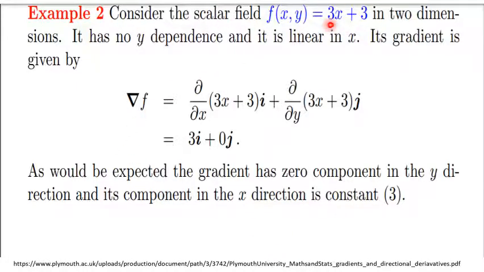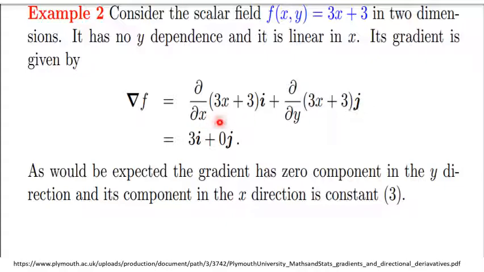This is the gradient of this scalar function. But what is given here is that it has no y dependency and it is linear in x. So how can you calculate its gradient? Again, you multiply this function with del upon del x i plus del upon del y j. So you are getting these values.